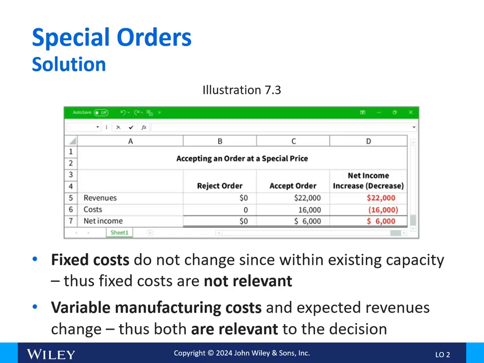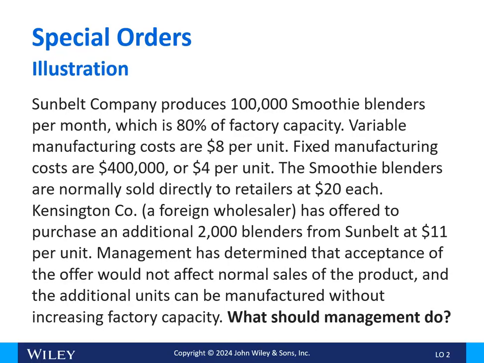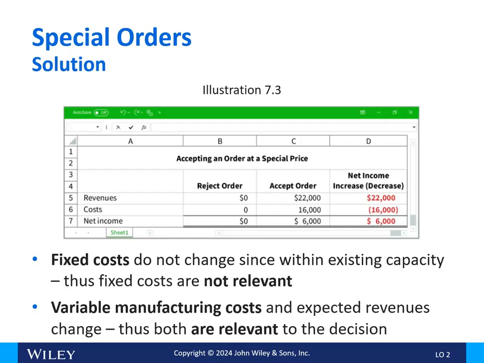If we reject the order, we get no additional revenues, there's no additional costs, so no additional net income. If we accept the order, we have $22,000 of additional revenues, so $11 per unit times the 2,000 units. The costs are the 2,000 units at our variable cost. So if we go back, it's $8 per unit is our variable cost. So we're going to take that into account. So that's $16,000 for those 2,000 units.